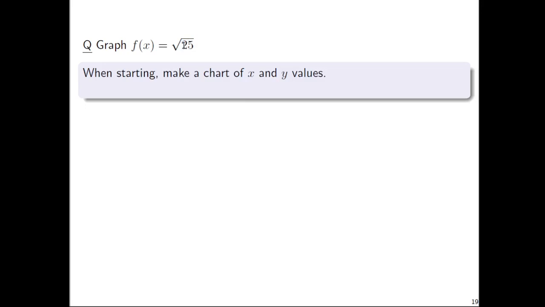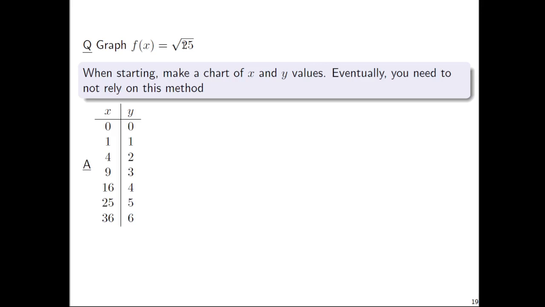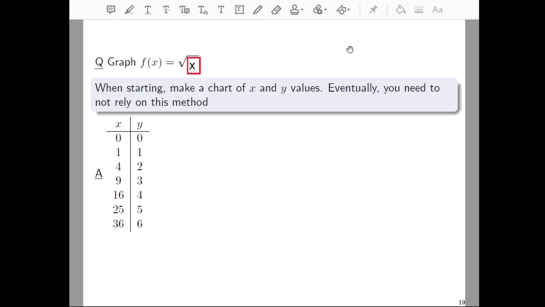So again, when starting, make a chart of x and y values. But eventually you have to rely on something else. Because there should be an x here again, maybe I'll just fix this on the screen real quick here. Can I do that? Let's go ahead and give this a try. Okay, there. Sort of did it, right? So f of x equals root x. Okay, so when you're starting, make a chart of x and y values, but you have to rely on something else eventually, not just that.